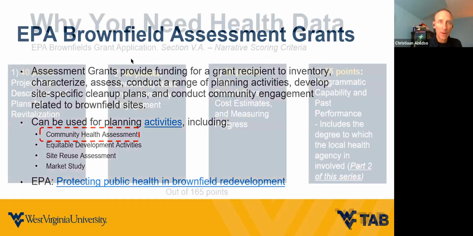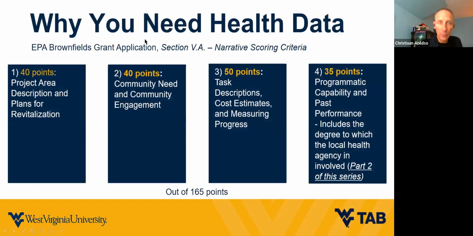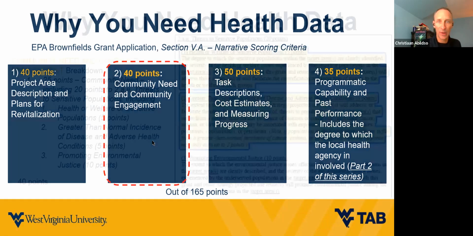Okay. So thinking more specifically about the actual grant application and the scoring criteria, you can see it broken down here. And point 4 on the far right is something I'll talk about more, again, in the next part of this series, the degree to which the local health agency is involved. And I've done a bunch of work in that area. But today we're going to talk a bit about section 2, where 40 points are assessed, the community need and community engagement aspect.